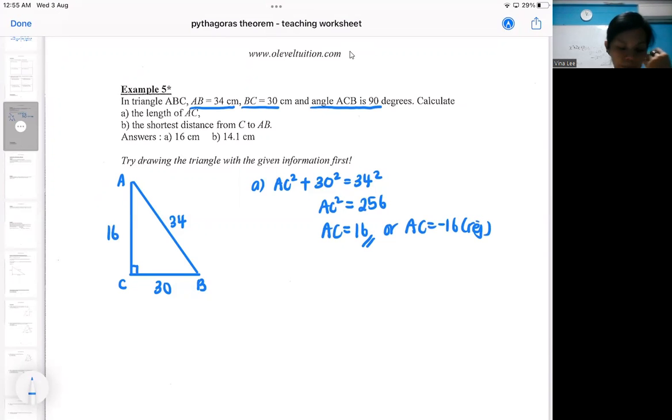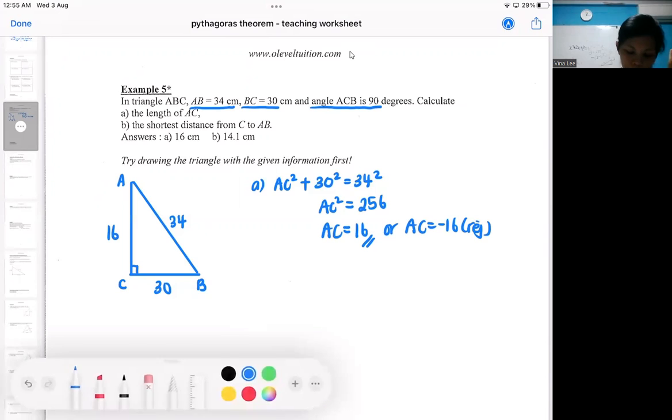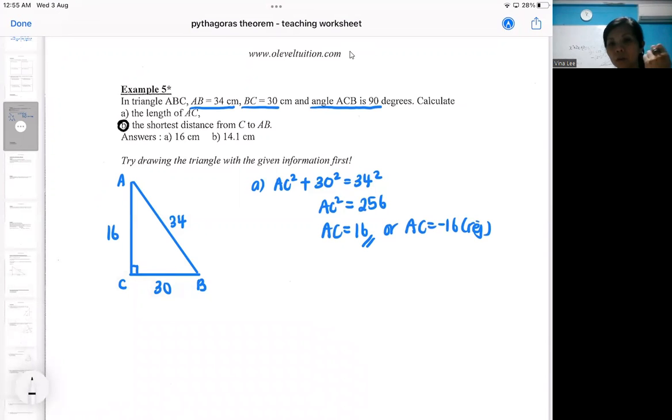A lot of people will find some difficulty answering the shortest distance questions. Our idea of the shortest distance would be a perpendicular distance. Some cannot visualize the location. So C to AB. C is here, AB is a line. So how do I go about it?